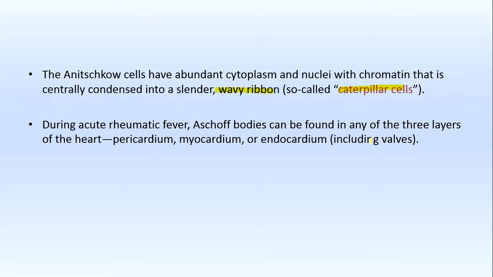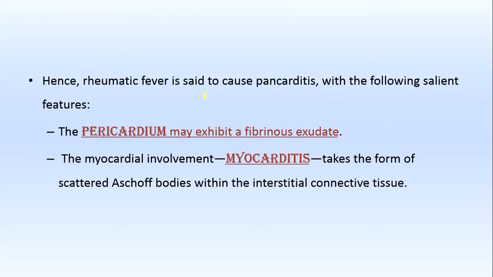Aschoff bodies can be found in any of the three layers of the heart: the pericardium, myocardium, or endocardium, including the valves. Now, the change which occurs in the pericardium is fibrinous exudate formation. Involvement of the myocardium is known as myocarditis, and it takes the form of scattered Aschoff bodies within the interstitial connective tissue.